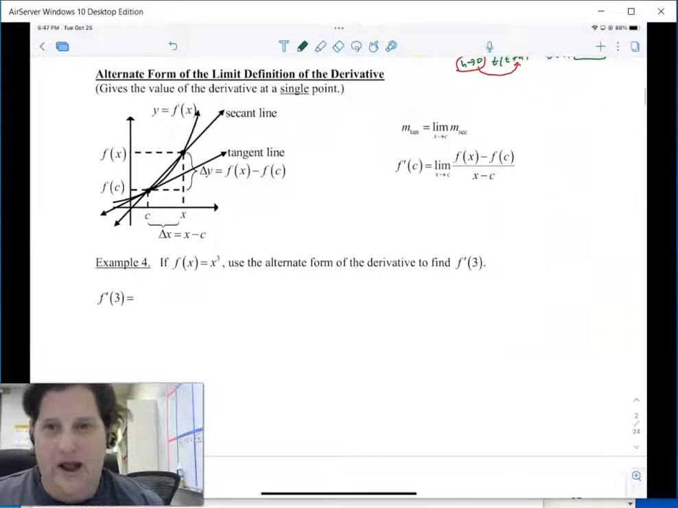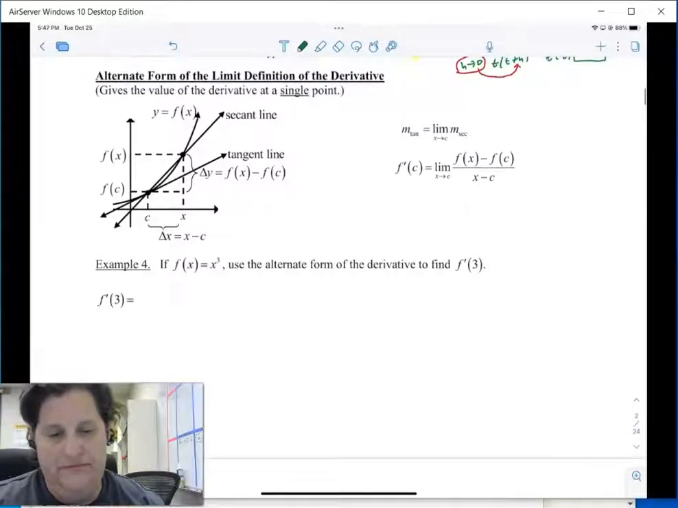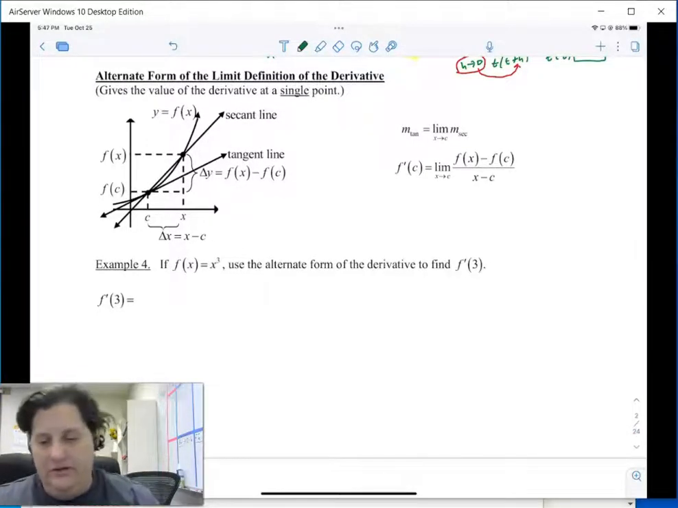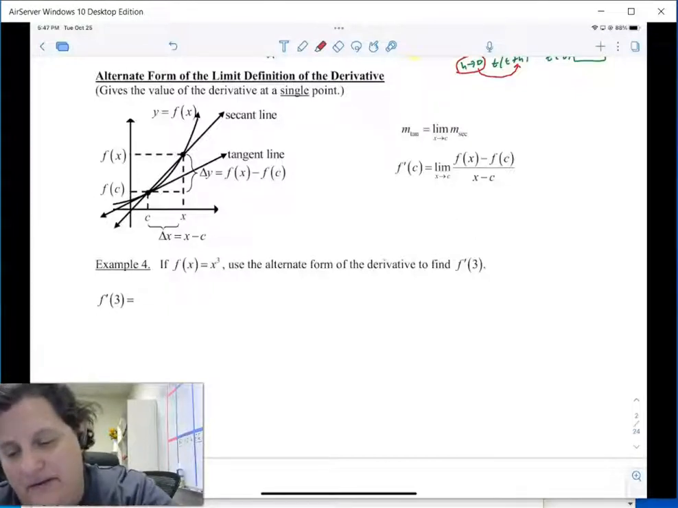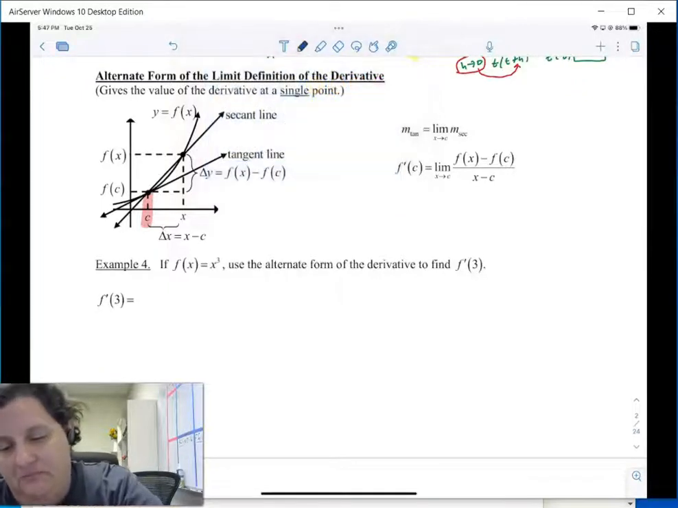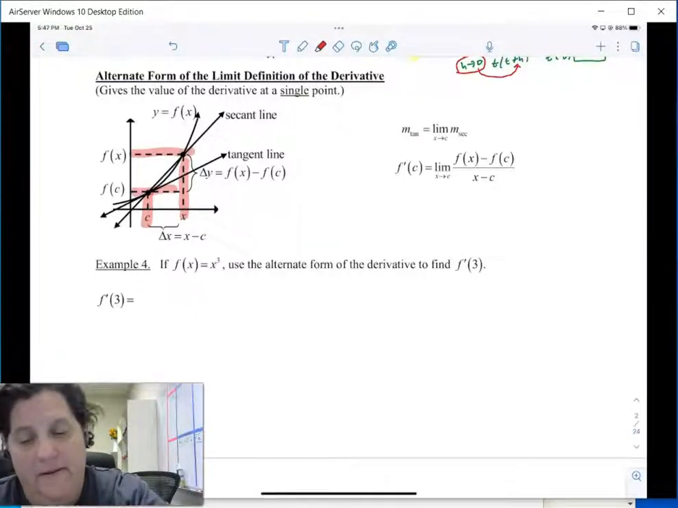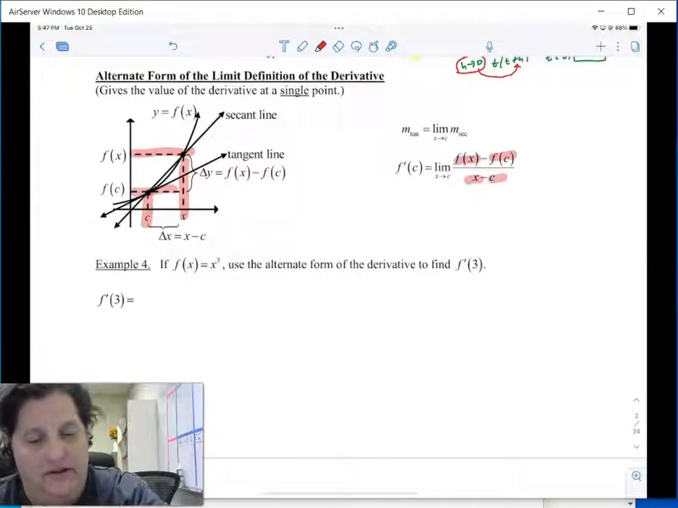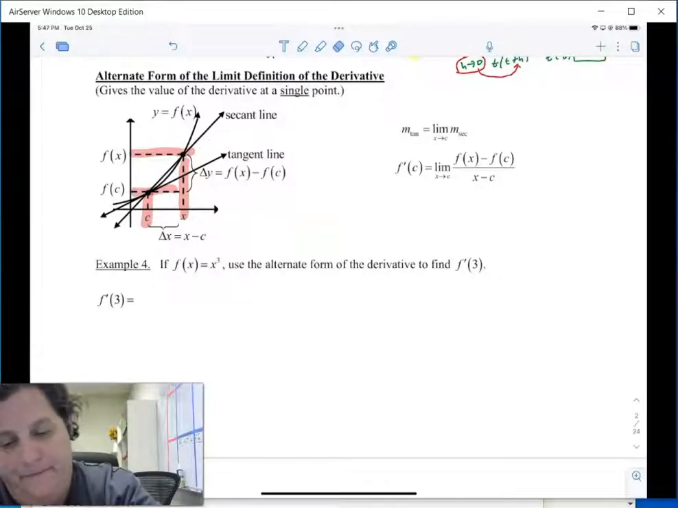Real quick now, I will show you the alternate form. I've got like 4 minutes before I try to keep these under 30. And the alternate form is if I'm trying to find the derivative at a particular point, let's say I call that point c, and then I call this point x, and this is f of x, and this is f of c. Again, my slope is going to be y2 minus y1 over x2 minus x1. So it's just a different alternate way of saying it.